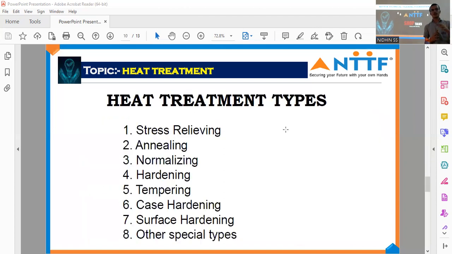So the batch furnace is divided into the box furnace, muffle furnace, pit furnace, lift-off tower furnace, and bogie hearth furnace. And the continuous furnace is divided into the conveyor furnace, rotary hearth furnace, and tunnel furnace.